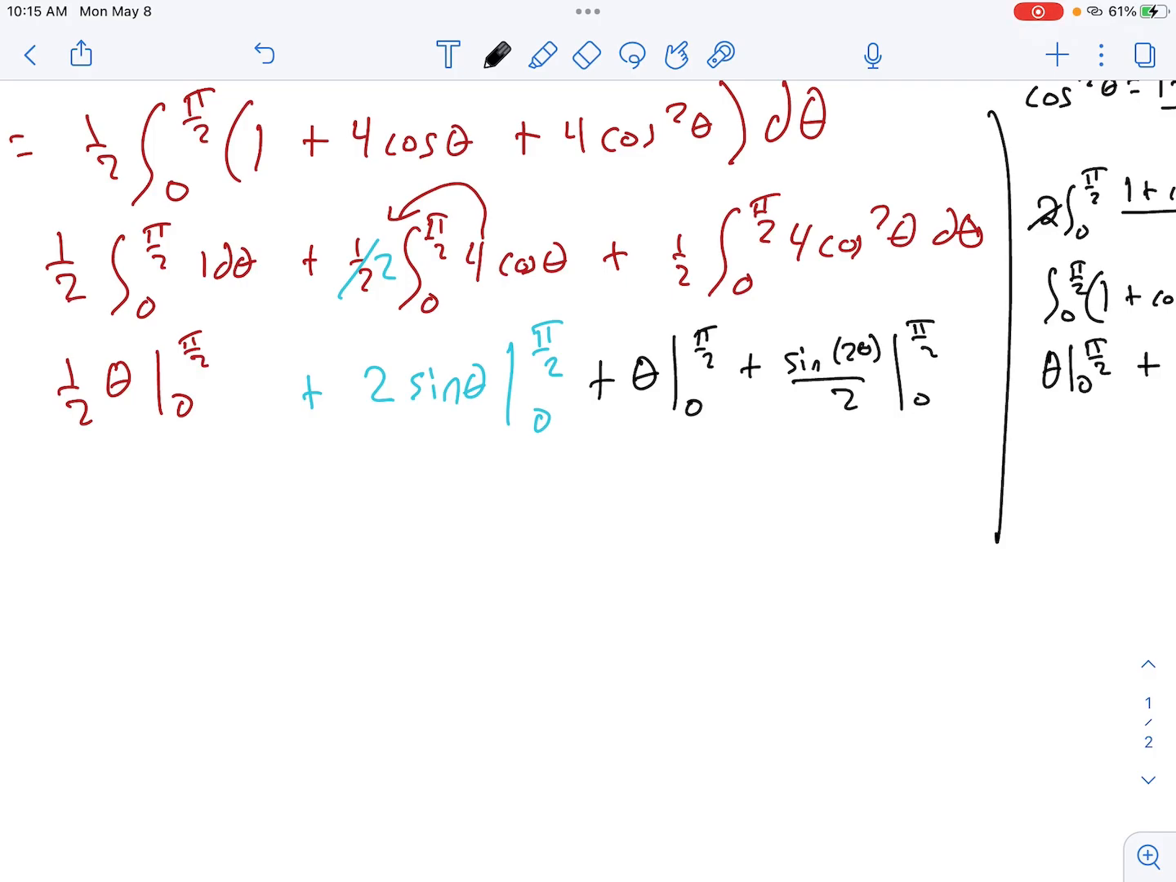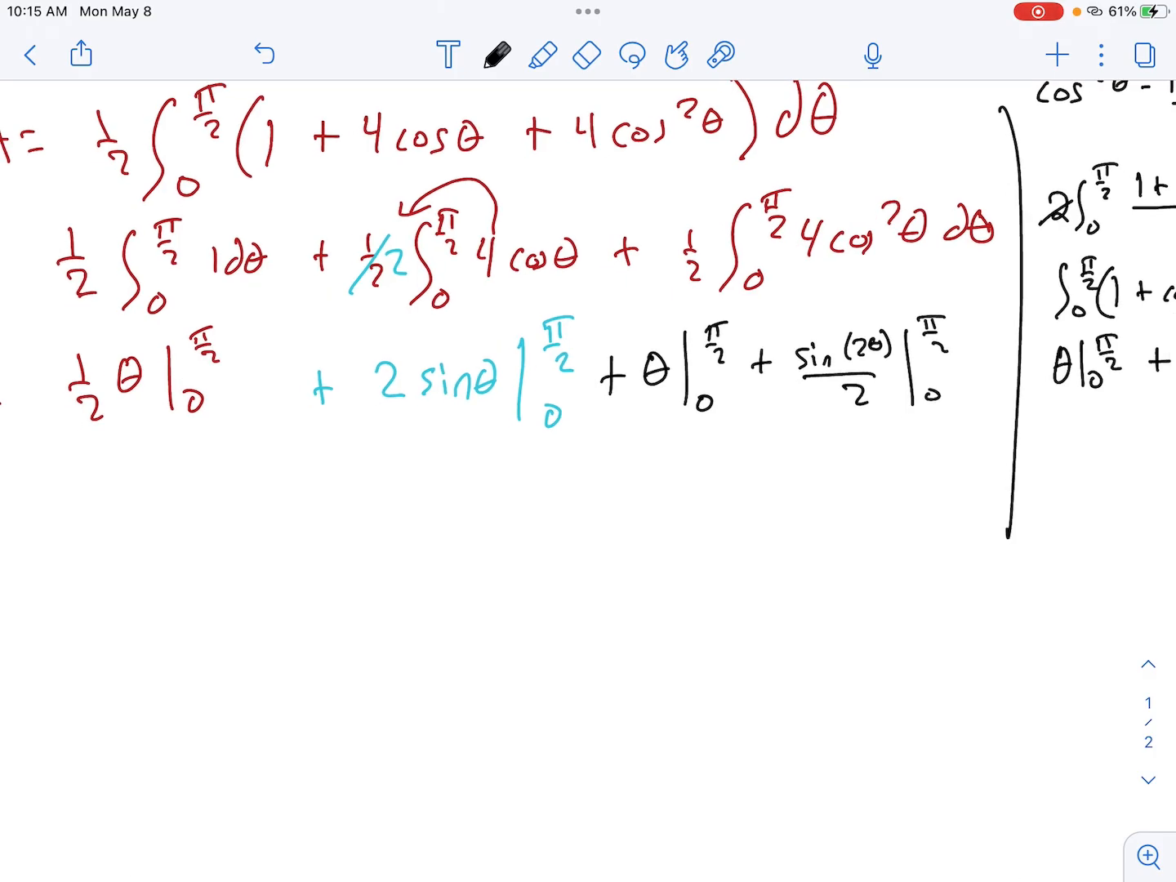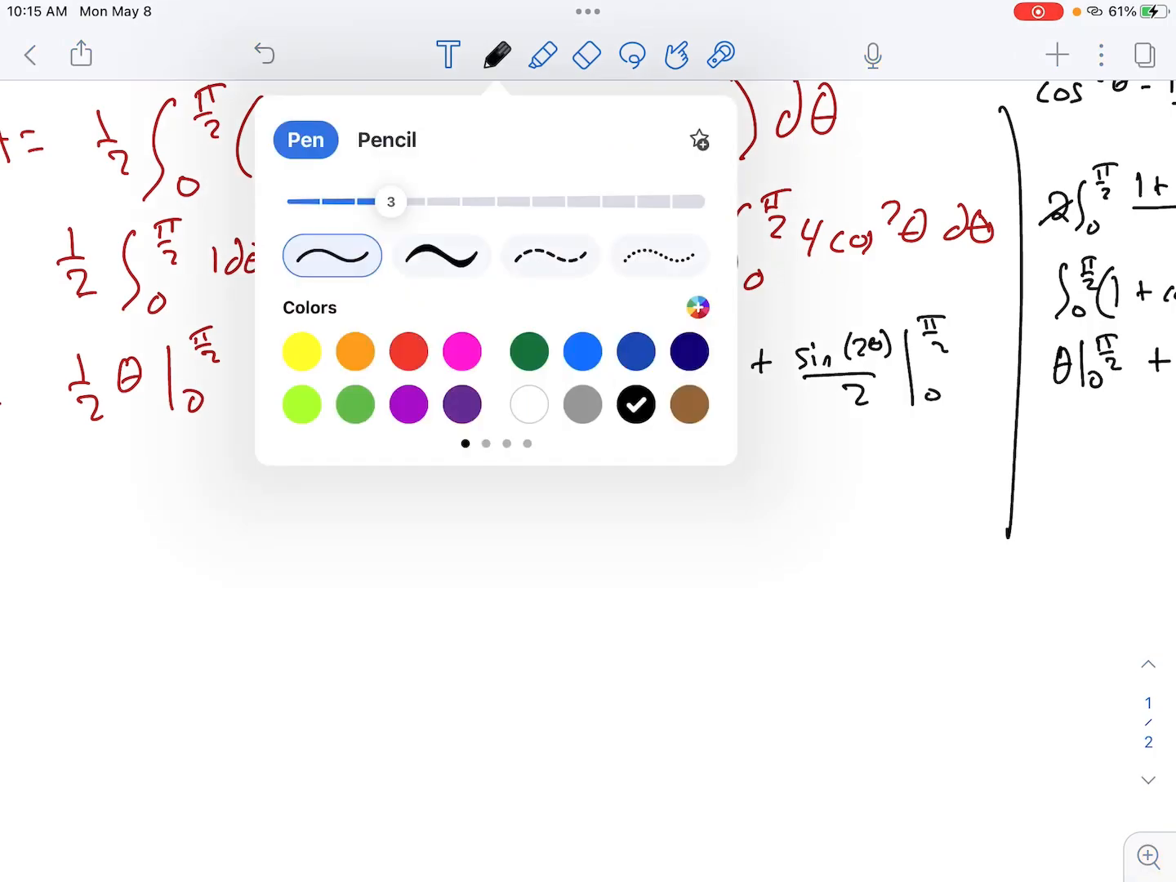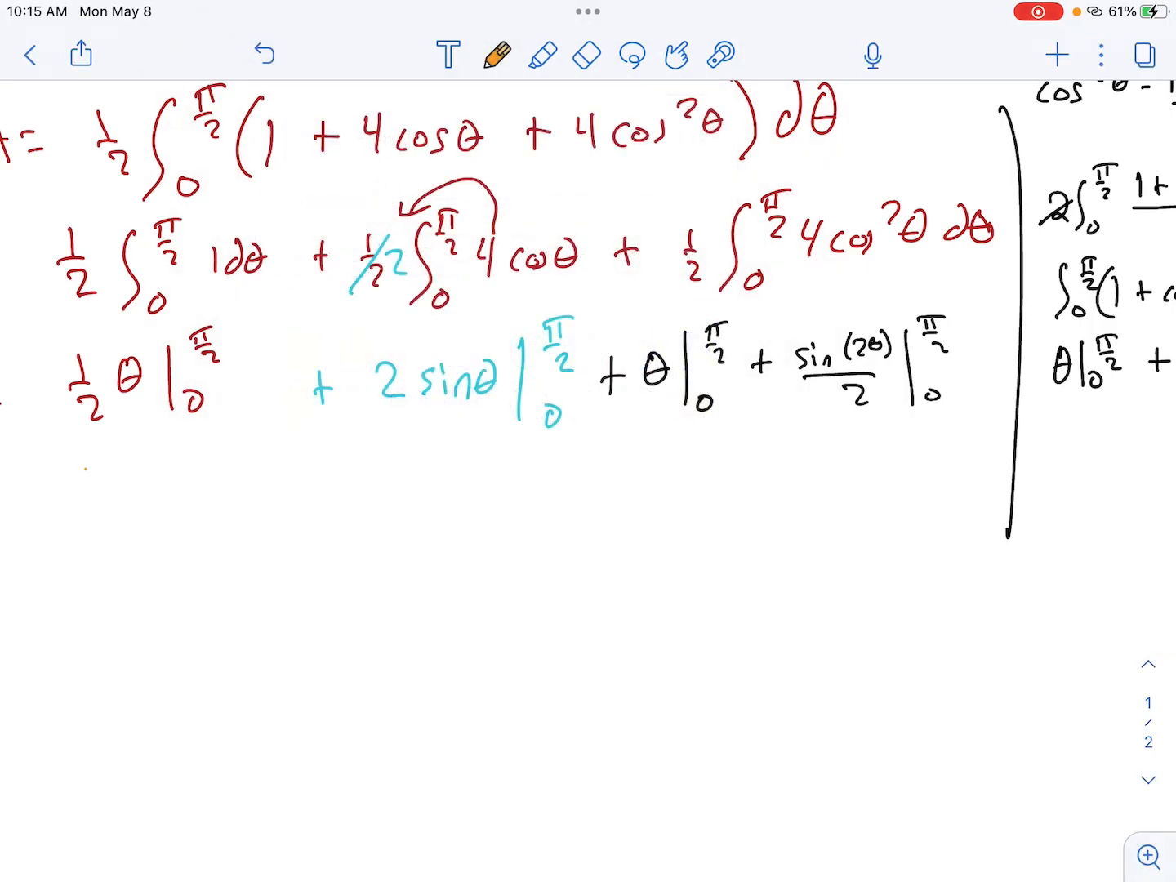All right, so now we're ready to go to town on this work. Let's switch colors here. We'll go with an orange. So this is 1/2 of pi over 2 minus 1/2 of 0. The 0 doesn't matter. Plus 2. Well, let's see. Sine of pi over 2 is 1. Minus 2 times sine of 0 is 0. It doesn't matter. Plus pi over 2. And minus 0 doesn't matter. Plus sine of 2 times pi halves is sine of pi, which all comes back to 0.